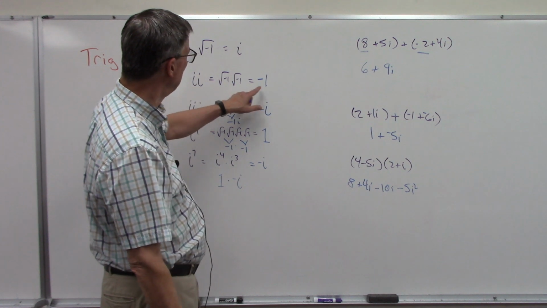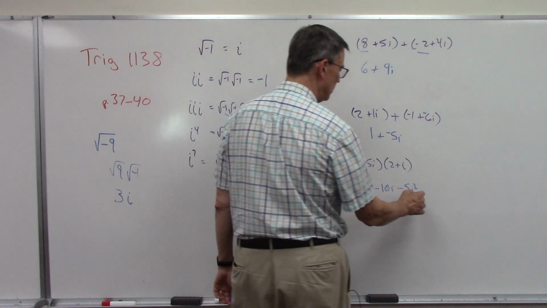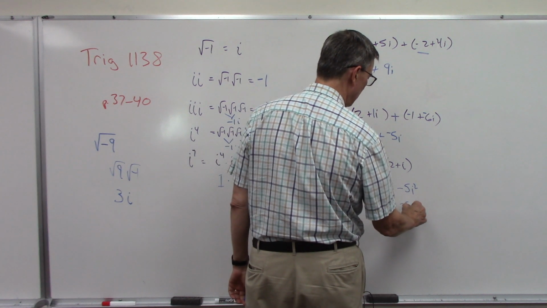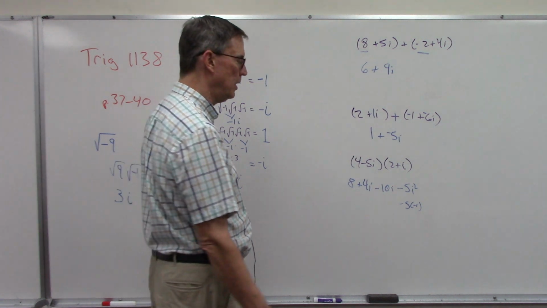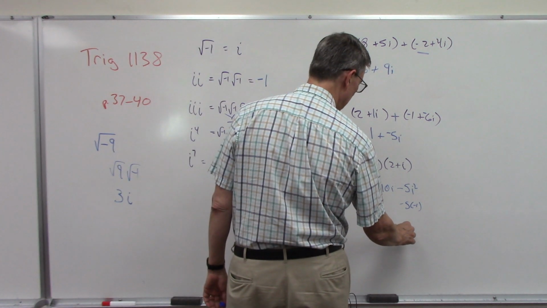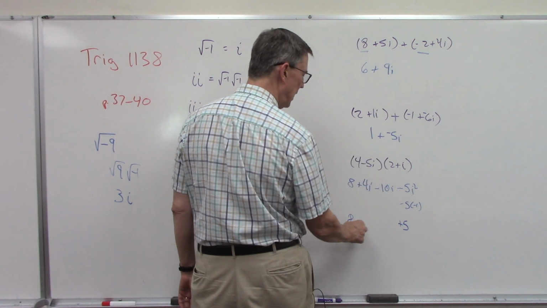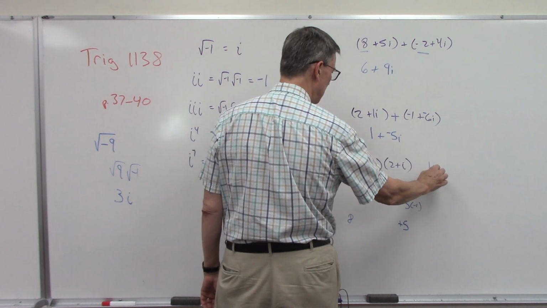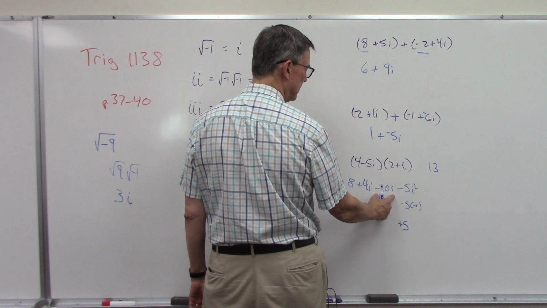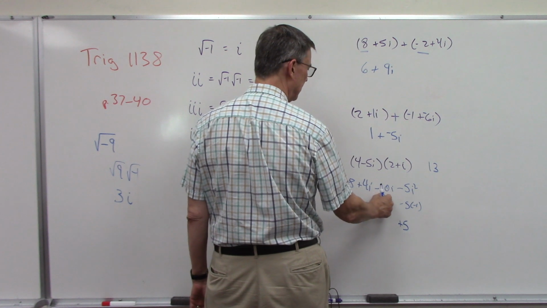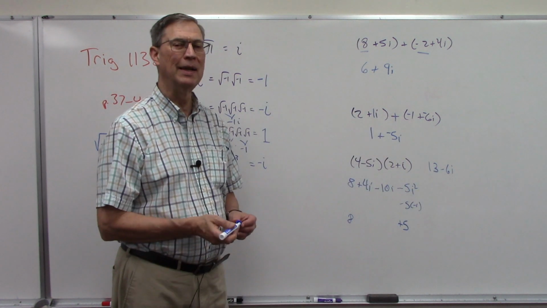Let's look at it again. That's -1. So this is really -5 times -1. -5 times -1 is +5. Okay? So now you can add the 8 plus 5, get 13. 4i plus -10i. 4 plus -10 is -6. We just tack on the i. Okay?